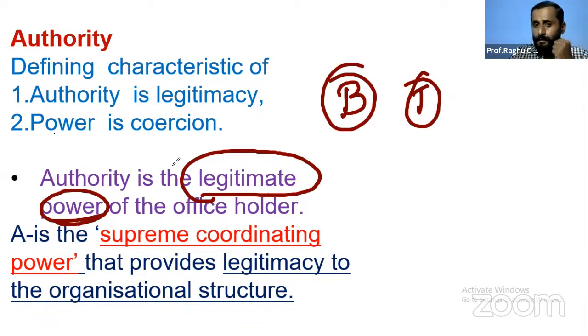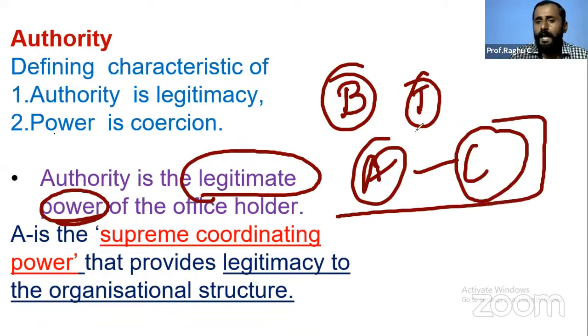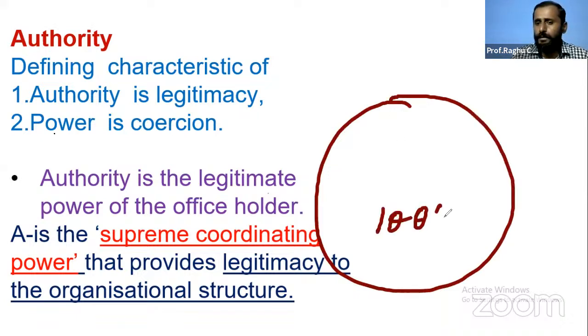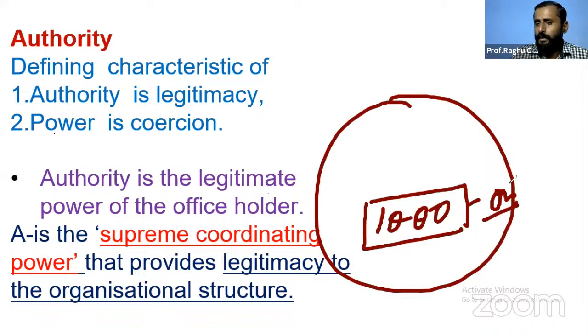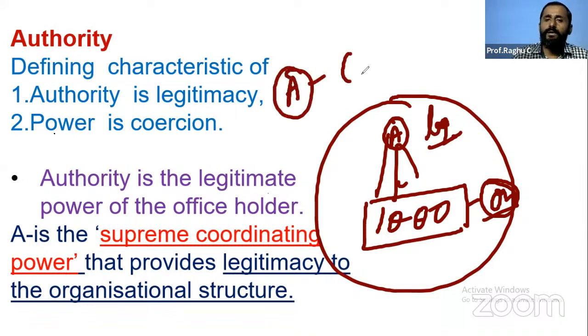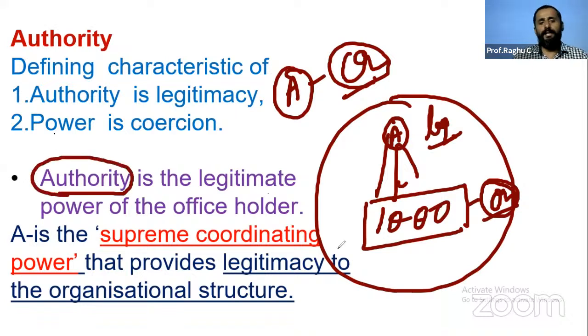So here, authority is the most important thing for coordinating activity. Say, for example, there is an organization with 1,000 people. How do we bring about coordination? You can bring about coordination when there is a person who has authority over these people. What does this mean? He has the legitimate power. So authority is very, very important for coordination. Without coordination, an organization cannot achieve any goal. So there is a need of authority in any organization.